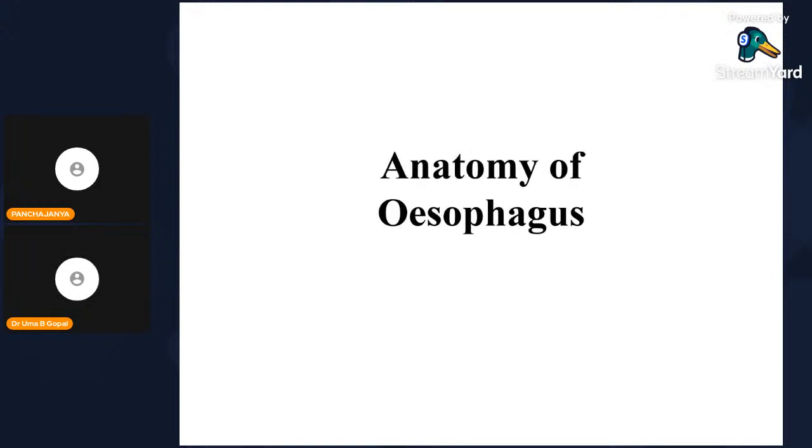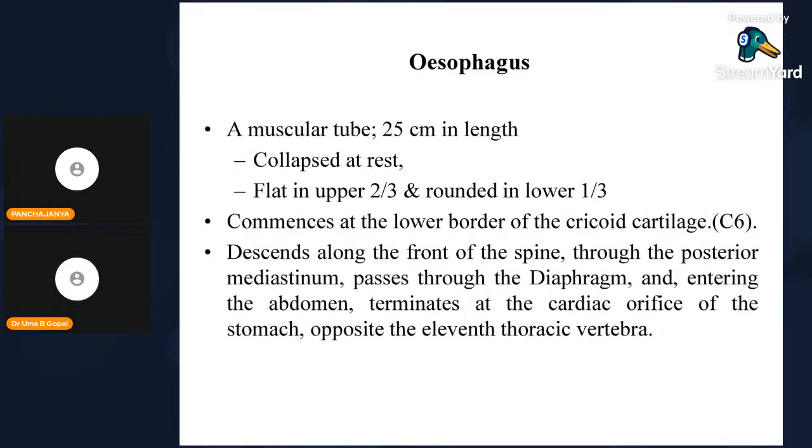Okay. So the next after the pharynx is the esophagus. The esophagus is a muscular tube about 25 centimeters in length. It will always be collapsed at rest, and whenever the bolus of food is passing, it will dilate. It is flat in its upper two-thirds and rounded in its lower one-third. It commences at the lower border of the cricoid cartilage, that means at the level of the cervical 6 vertebra. This may be asked for MCQ.